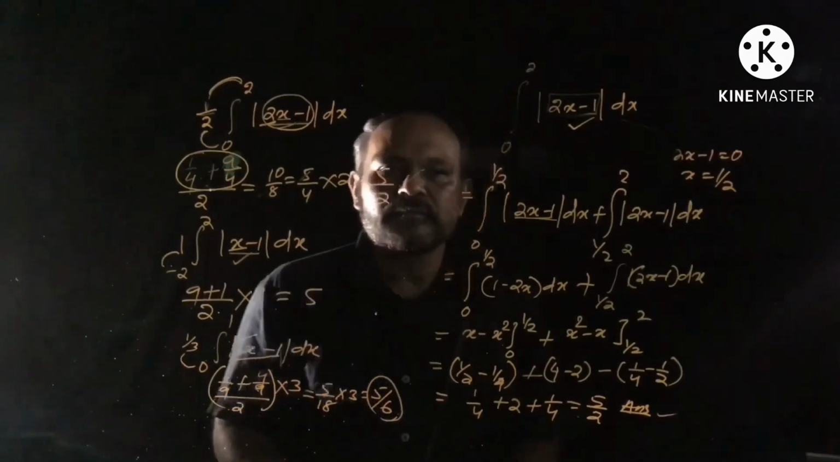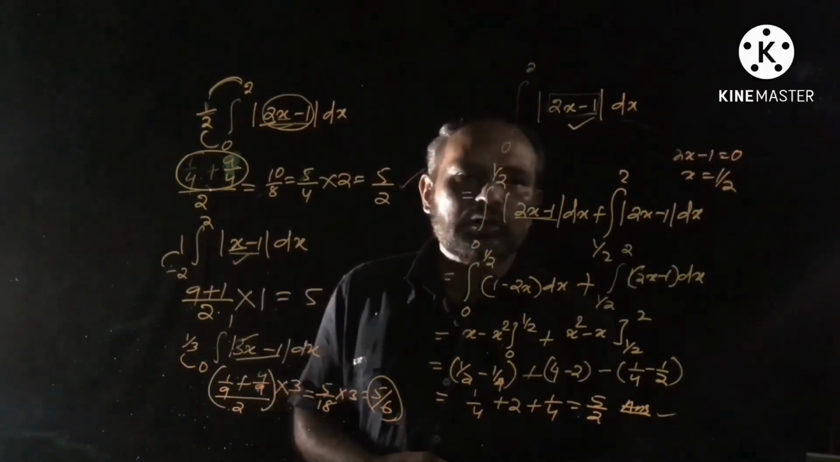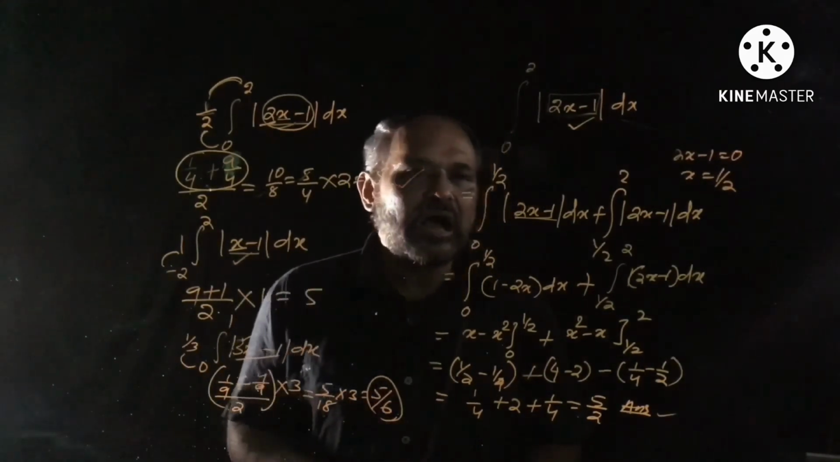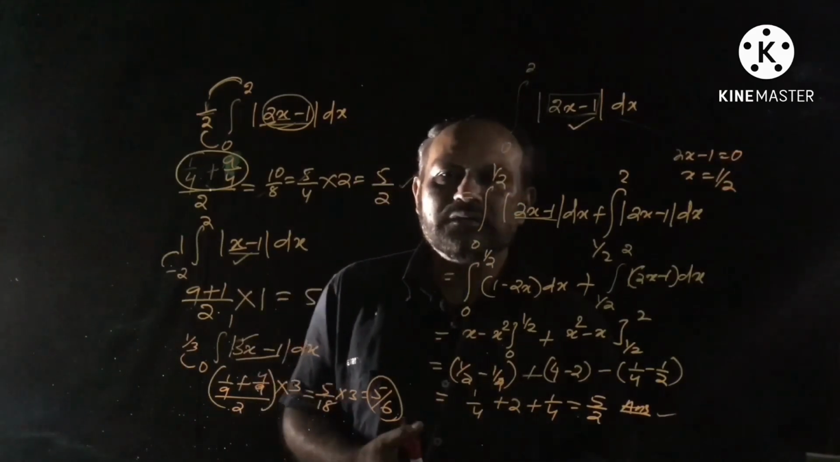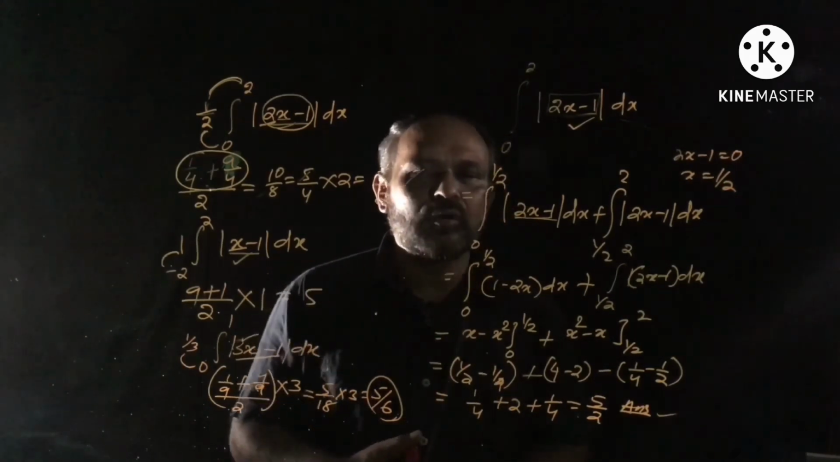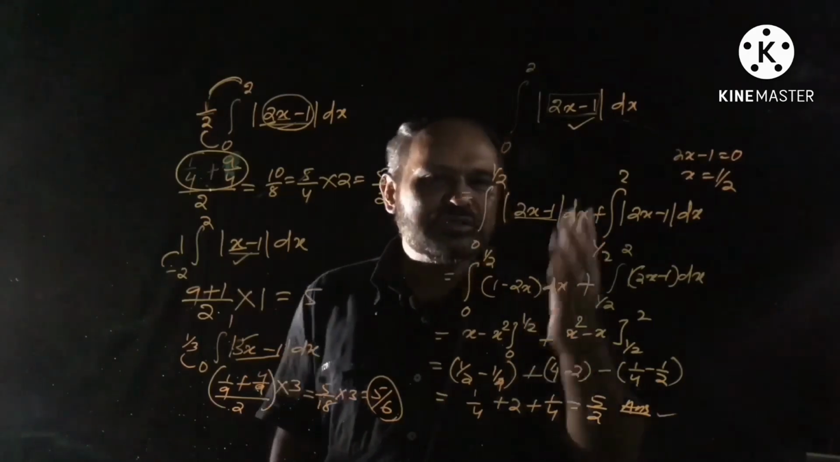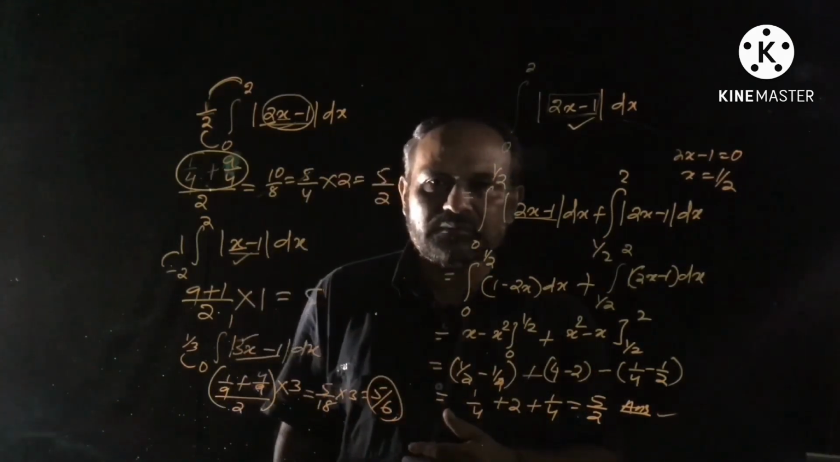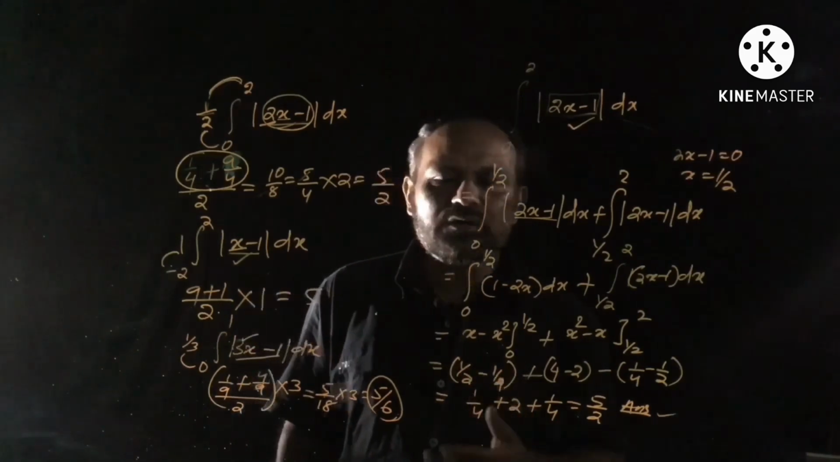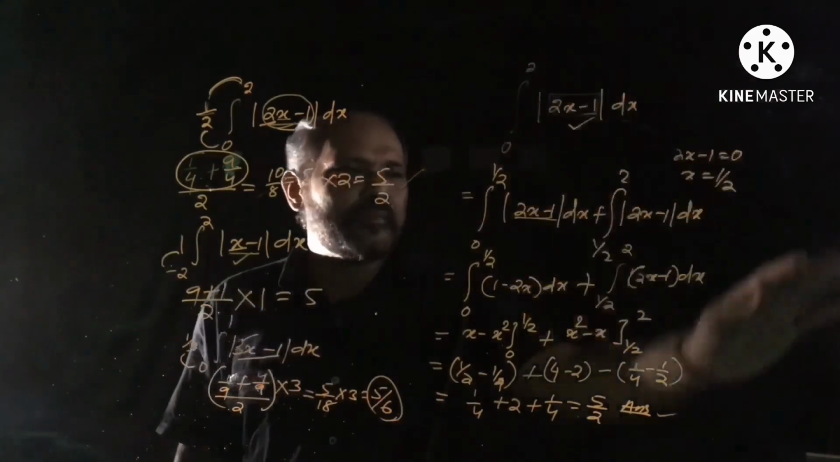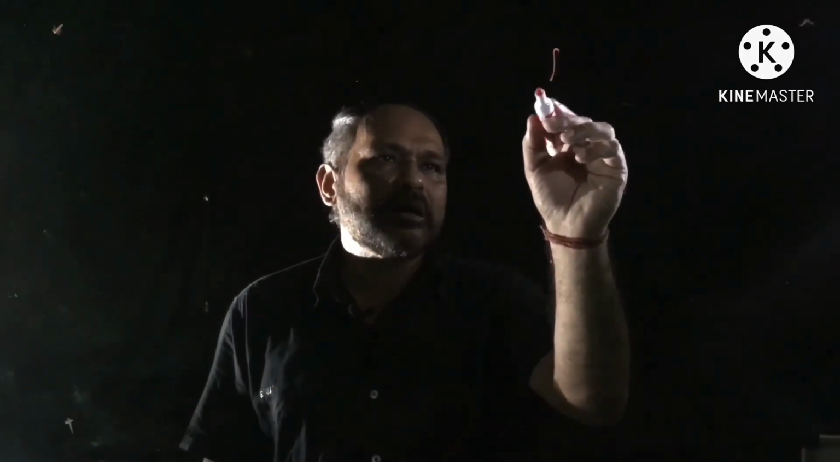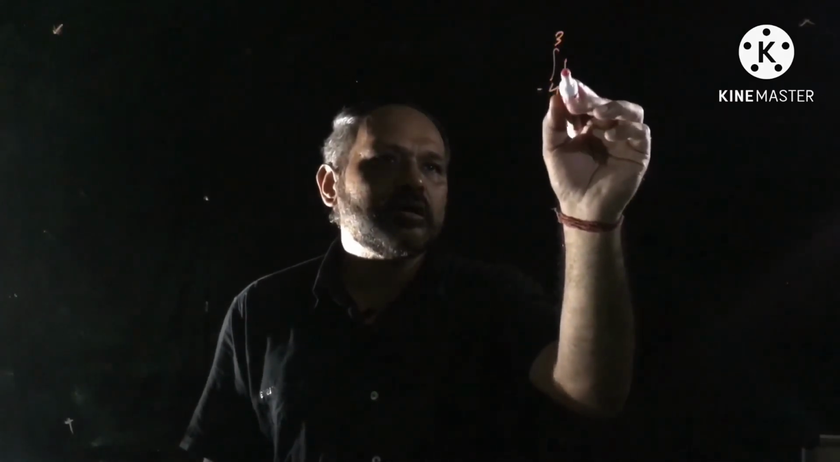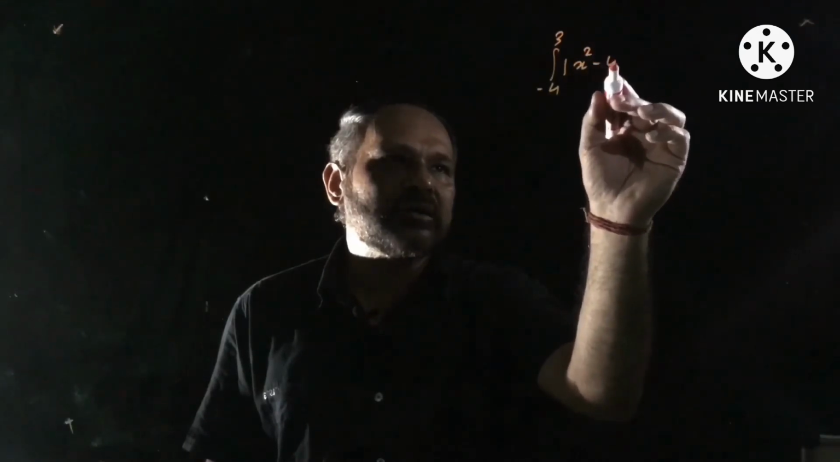I think all of you understood the process how we evaluate the definite integral of a modulus function by using the process and by using the shortcut method. Next, we are going to solve an important problem from the book. Integration of minus 4 to 3 mod x square minus 4 dx.